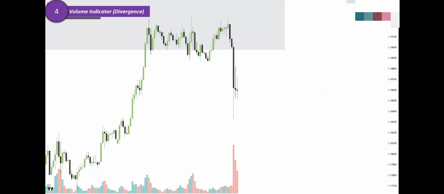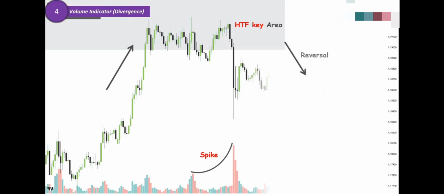To properly read the volume indicator without being confused and with ease, all we have to do is, when the price reaches a key zone on the chart, look for spikes forming in the volume indicator, confirming that divergence has occurred. This gives us the confluence we need to use as extra confirmation to place entries.